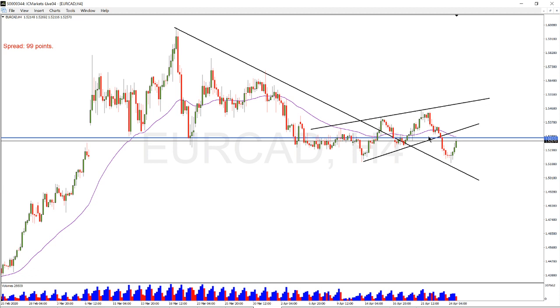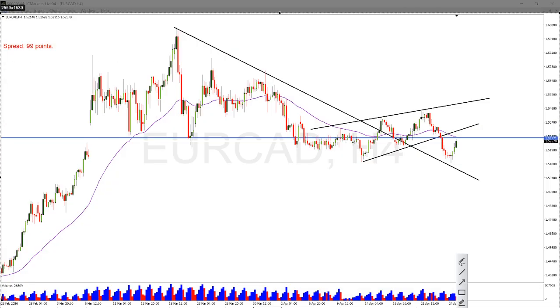EuroCAD broke very, oh wow, look at that. Same scenario: EuroCAD, Euro Aussie, Euro Kiwi. Same scenarios in three of them. It was a rising wedge, a very, very potential trade. I took this trade. It was a very, very nice trade at that time.